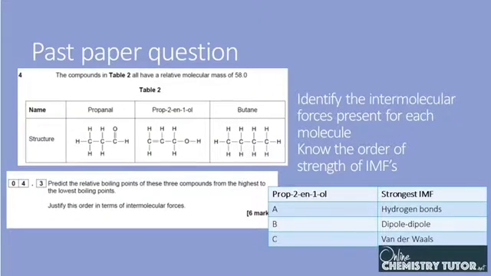Well, propanol has, I should say, an oxygen atom. The oxygen atom is covalently bonded to hydrogen. That means it will be capable of hydrogen bonding with itself. Finally, butane: which will be the strongest intermolecular force present in butane?